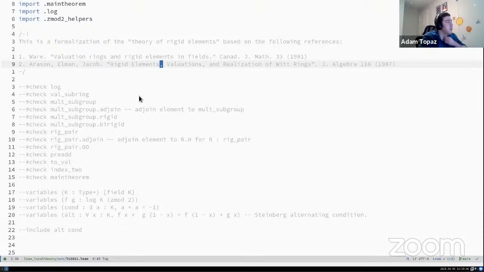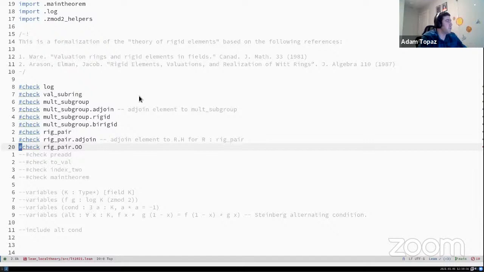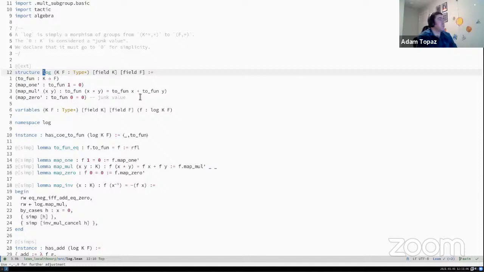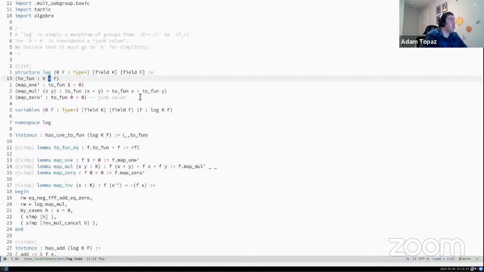Okay. So first, there are some objects that I need to introduce. The first one is log, which is just a homomorphism from the multiplicative group of a field K to the additive group of a field F. Okay, so it's a function from K to F, sending 1 to 0, it sends multiplication to addition, and 0 to 0. You should really think of 0 here as a junk value.